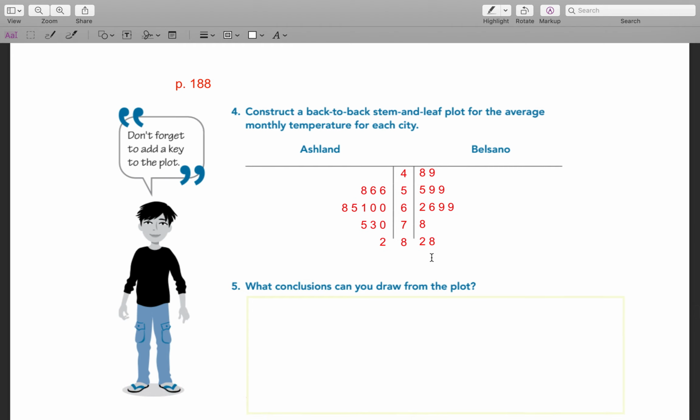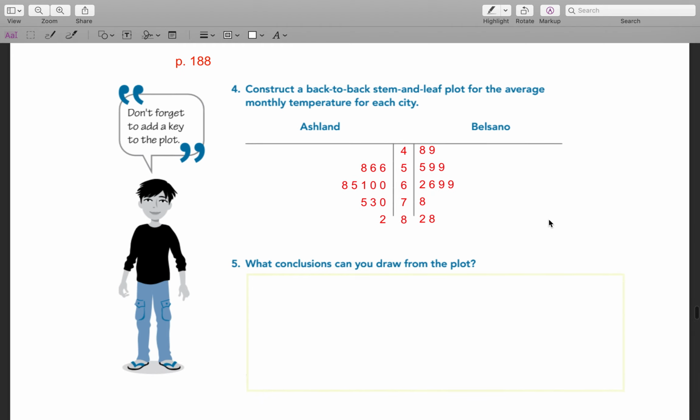All right, so what conclusions can you draw from the plot? Go ahead and pause the video for now and write down the conclusions that you can draw from this plot.